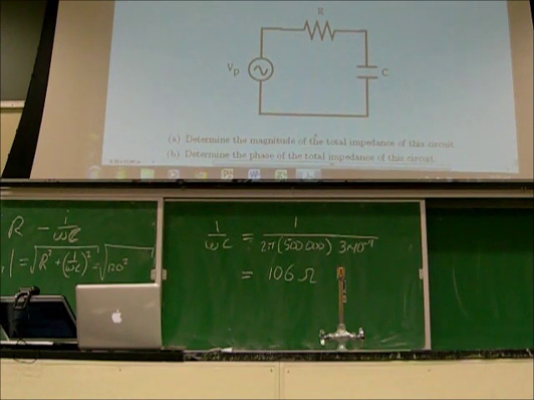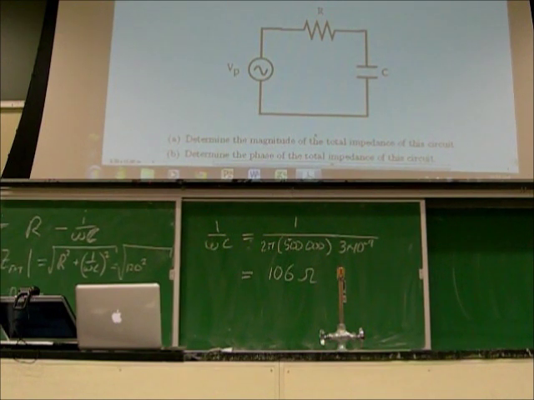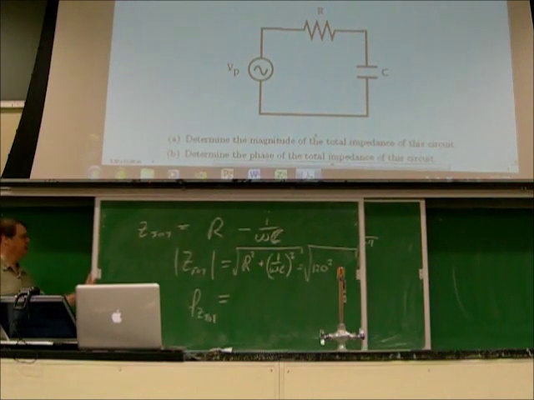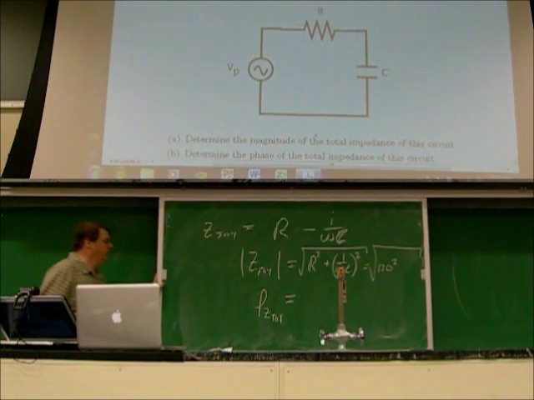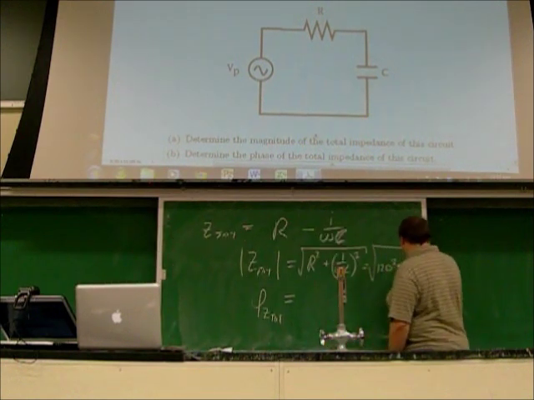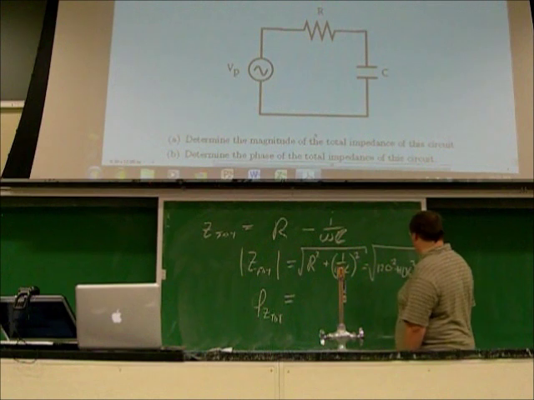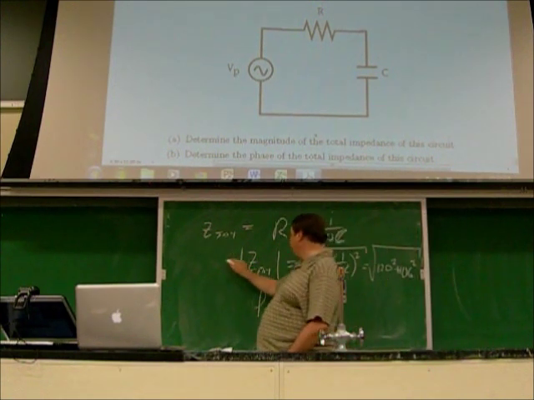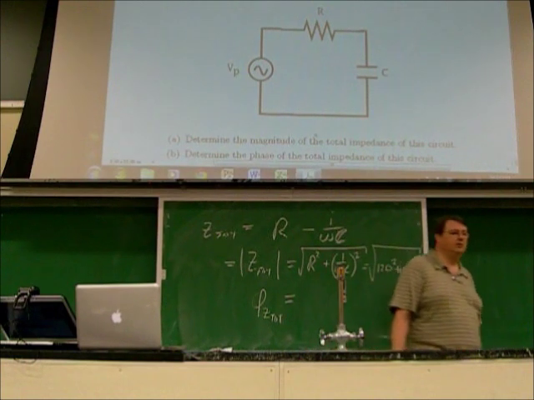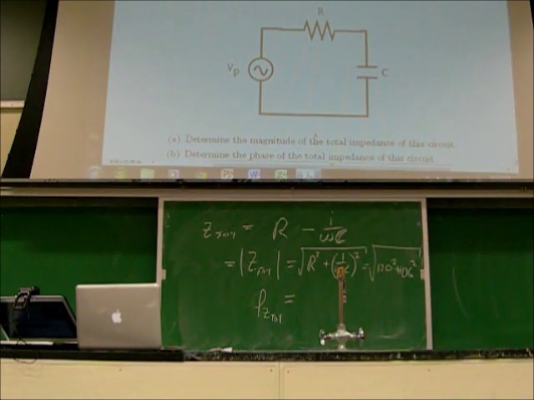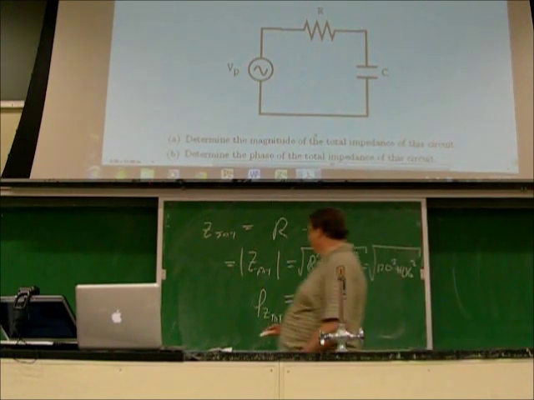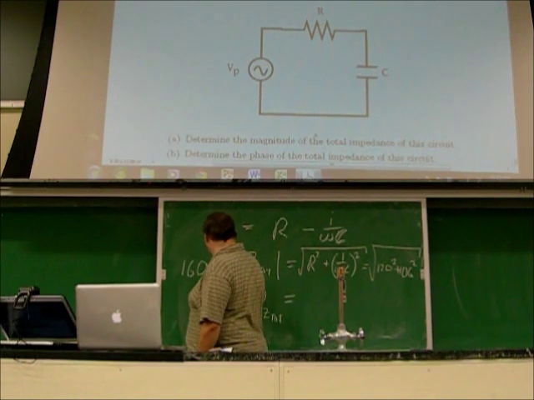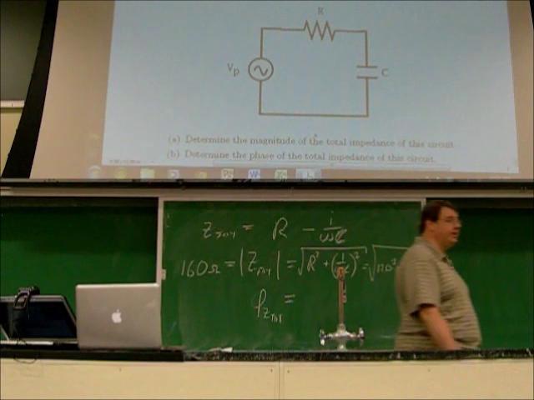Okay? So, when I go back to finish out the magnitude of the total impedance calculation, what I'm going to have is 120 squared plus 106 squared, which gives me what for the total impedance? I'll write the number on the left. 106 squared plus 120 squared. 160? So the total impedance of this thing is 160 ohms.